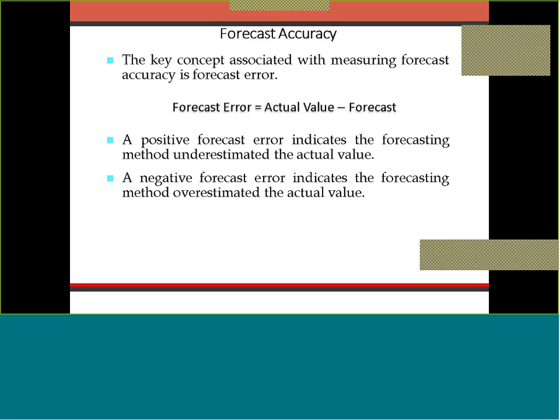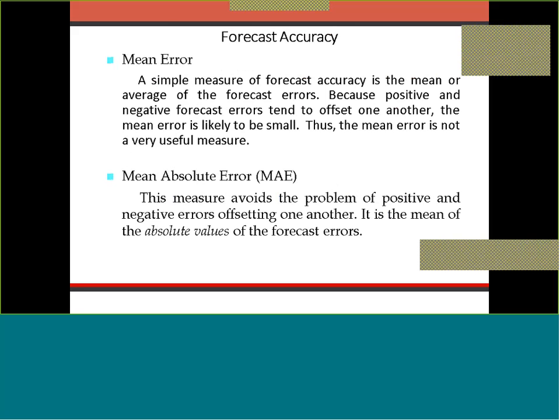So I'll move further. So what are the measures involved in calculating forecast accuracy? The first is mean error. The name itself says that you have to calculate the average of errors. But it is not a useful measure because some errors are with positive sign and some errors are with negative sign, so finally they normalize the error.